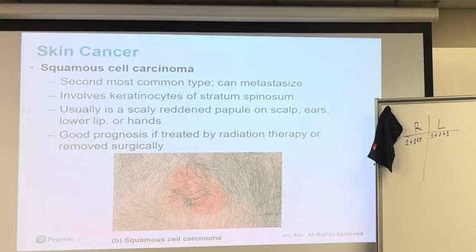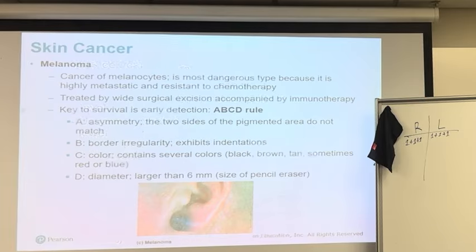Do you know which one is the most dangerous one? Melanoma. Do you know why this is the most dangerous one? Because they metastasize very easily. Cancer of the melanocyte is the most dangerous type because it is highly metastatic and resistant to chemotherapy. So it is treated by wide surgical excision accompanied by immunotherapy. The key to survival is early detection. The earlier you can detect, the easier you can get rid of it.